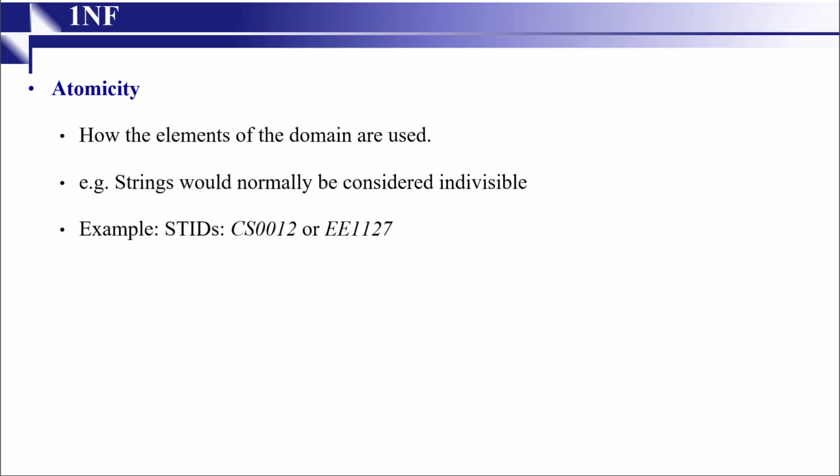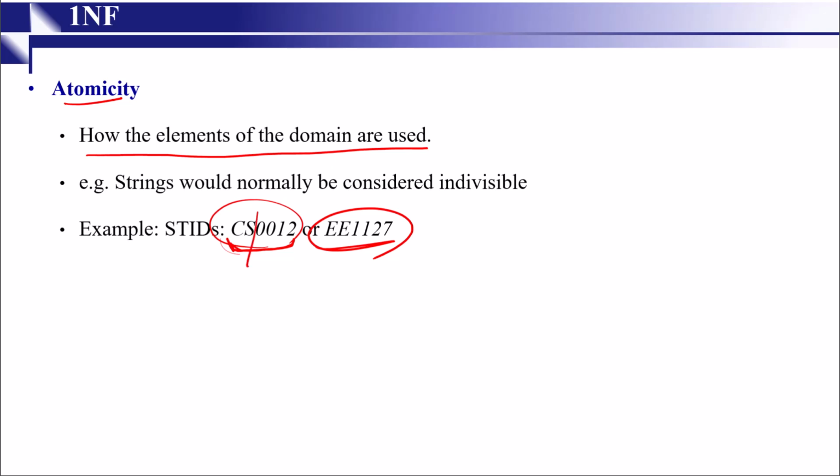Continuing with 1NF, the way domain elements are used matters. Atomicity is important here. It means how the elements of domain are used. So for example, this should be atomic. It means we cannot divide it anymore, right? So if we try to split them into parts like CS and 0012 within the same attribute, we would violate atomicity. And also the same thing here, right?